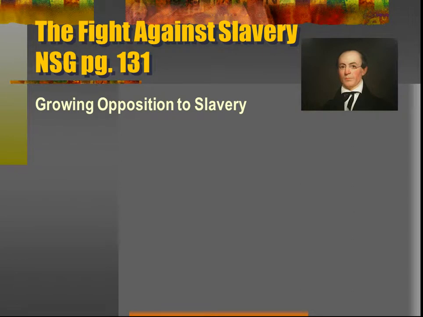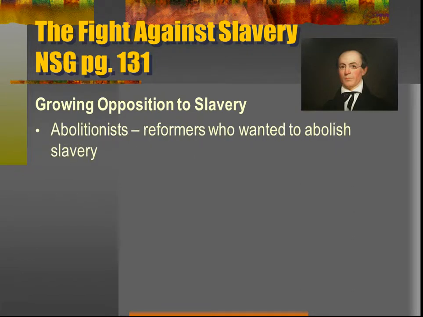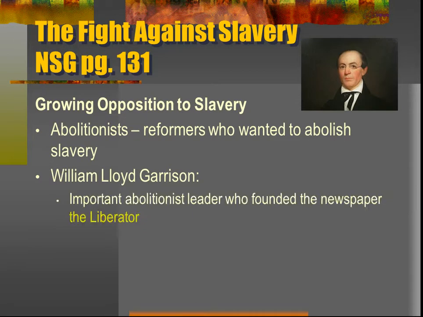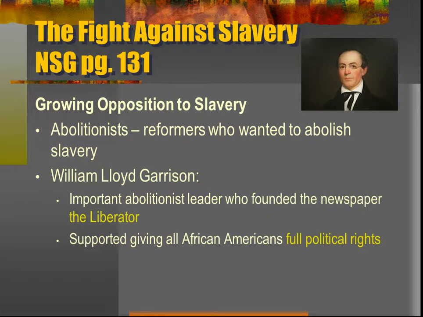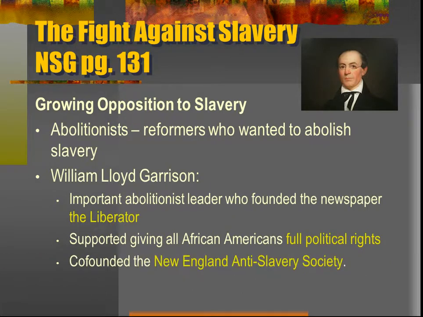Growing opposition to slavery. Abolitionists, this is a reformer who wanted to abolish slavery. We're going to talk about four main abolitionists. First was William Lloyd Garrison. He founded a newspaper called the Liberator. It supported giving all African Americans full political rights. And he also co-founded the New England Anti-Slavery Society.